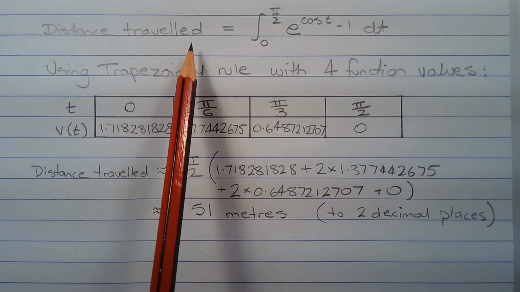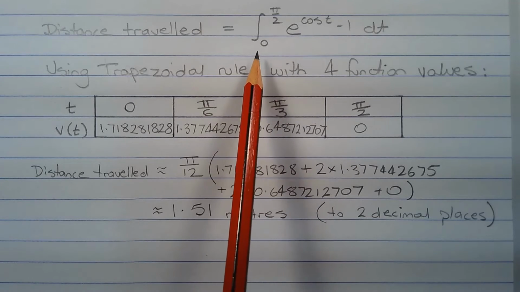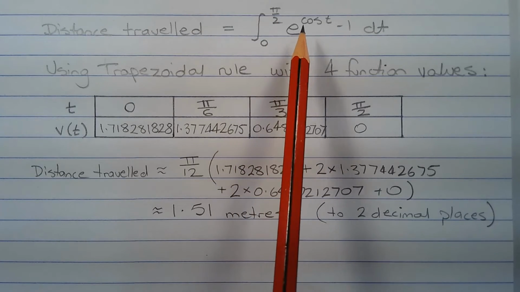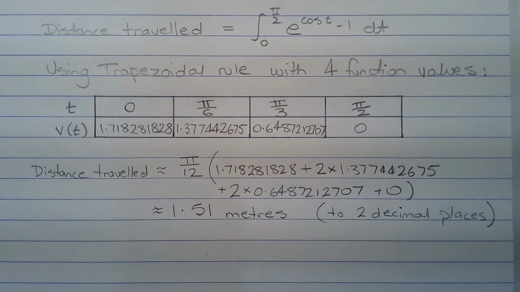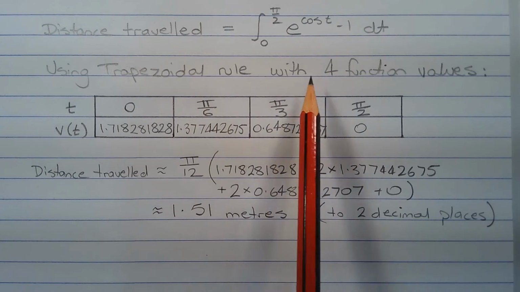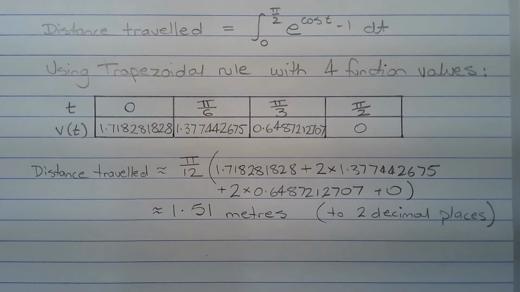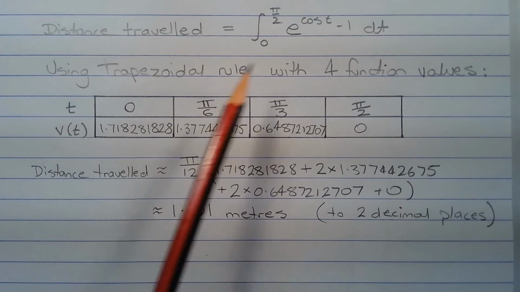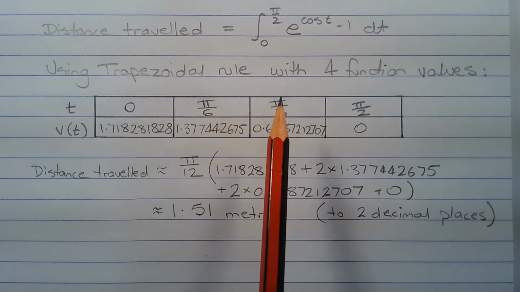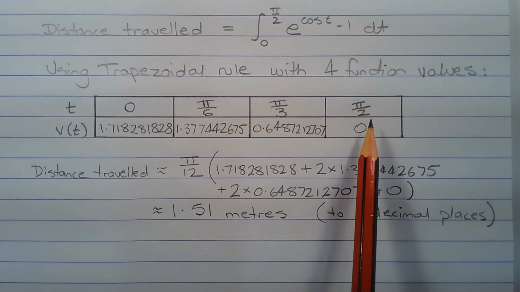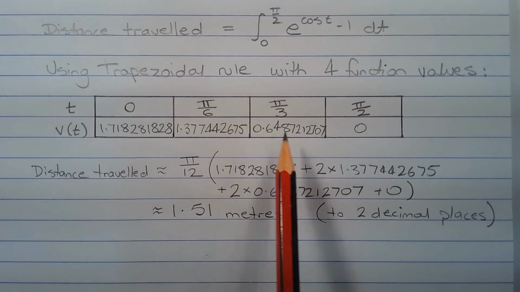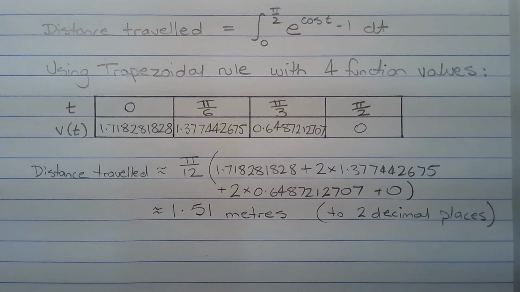Now the distance travelled is equal to the integral from t equals 0 to t equals pi over 2 of e to the power of cos t minus 1 dt. Using the trapezoidal rule with 4 function values, starting from t equals 0 to t equals pi over 2, the values of time are 0, pi over 6, pi over 3, and pi over 2. So we need to make sure that these values of time are evenly spaced.